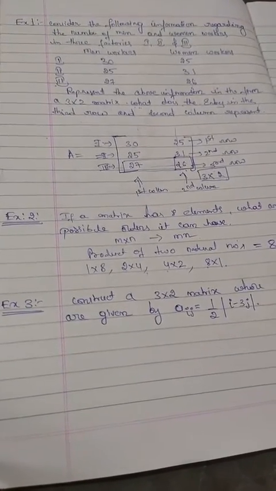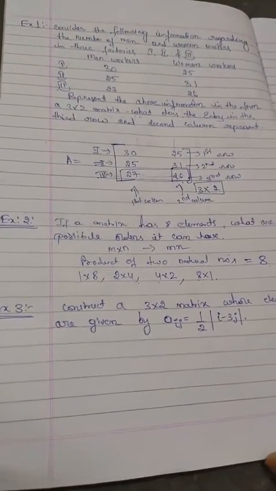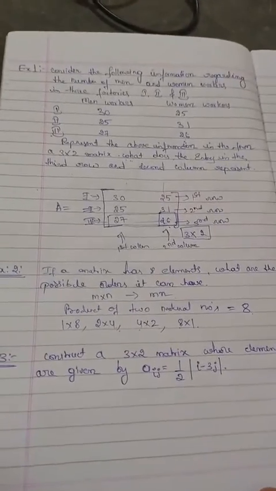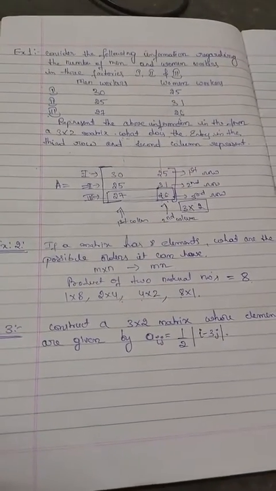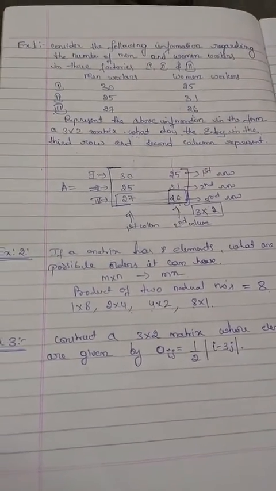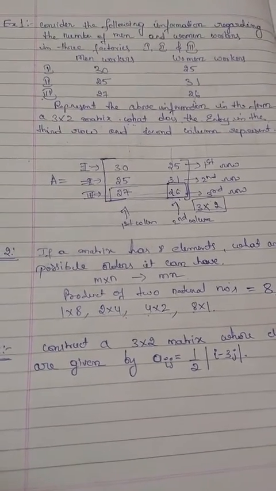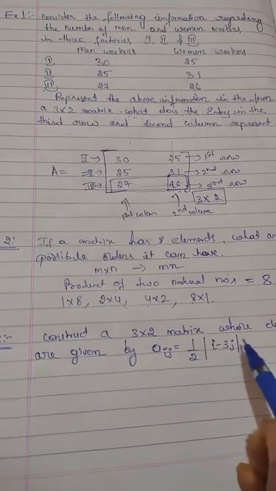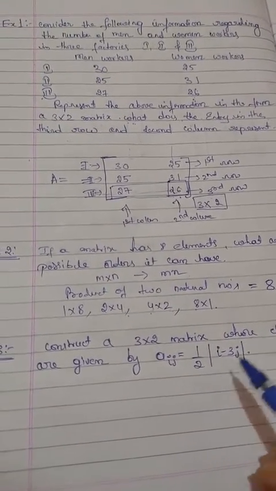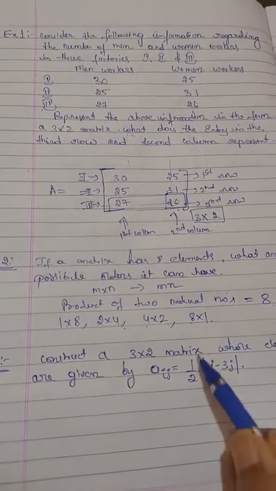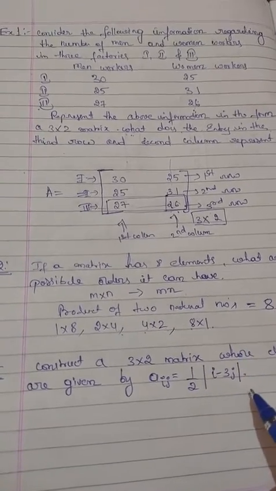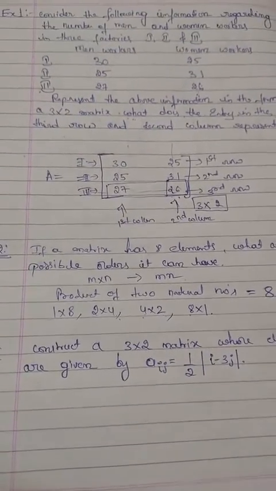Now go through the third question. Construct a 3 cross 2 matrix whose elements are given by a_ij = 1/2 |i - 3j|. We consider only positive elements. There are no negative elements. You understood, right? This mod symbol is only for positive values.